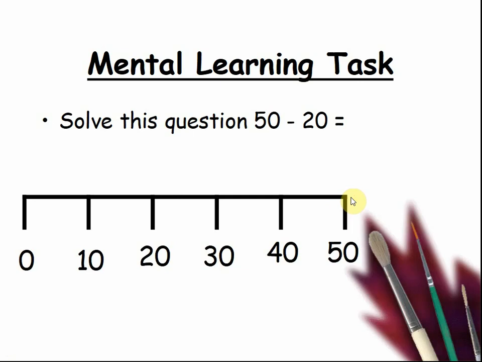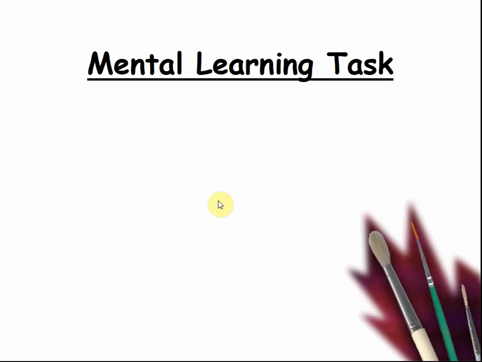So this question, 50 take away 20. We start at 50 and we have to count back 20. We could count back 20 in one big jump to make 30, or we could start at 50 and count back in 2 small jumps of 10 to make 30.